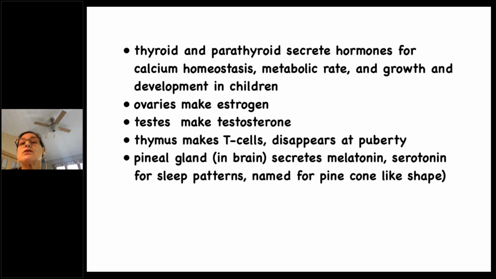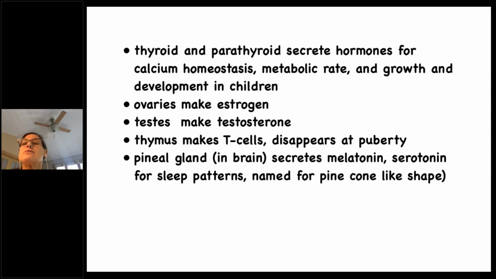Ovaries make estrogen, the testes make testosterone, and the thymus, we talked about that, disappears at puberty. It makes T cells. The pineal gland, which is located in the brain, it secretes melatonin and serotonin that regulate sleep patterns. And it's named for its pine cone-like shape, the pineal gland.